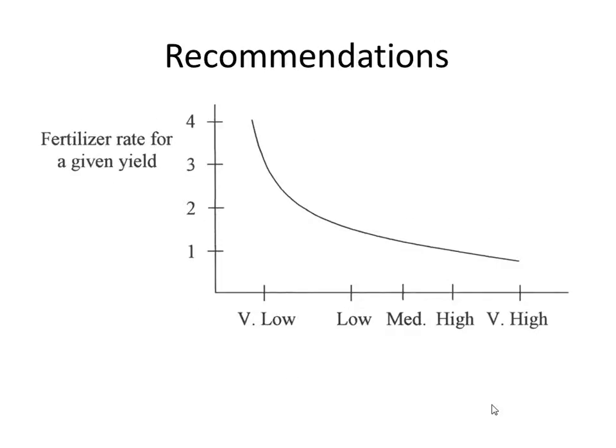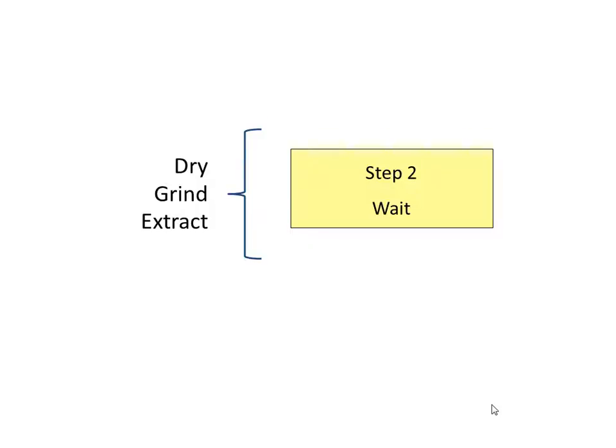Okay? And so this is basically the same thing. How much fertilizer you put on versus what the soil test class was. If it's low, we're going to recommend you put on a lot. If the soil test level was very high, we're going to recommend you put on a very small amount or a much smaller amount. Okay, so we're still at step 2. You're waiting, we are working. We've dried, we've ground, we've extracted. Now comes the part where we make the recommendation.